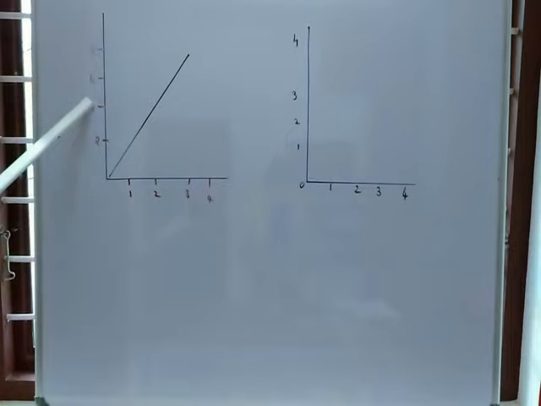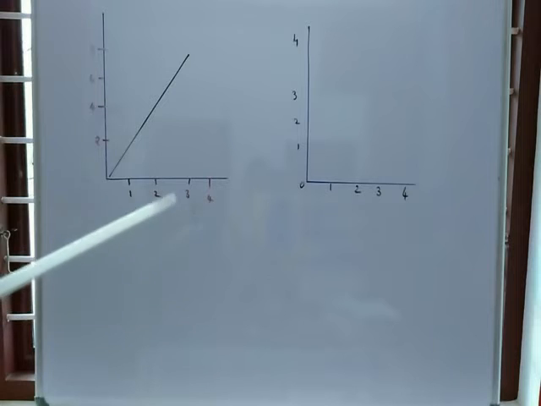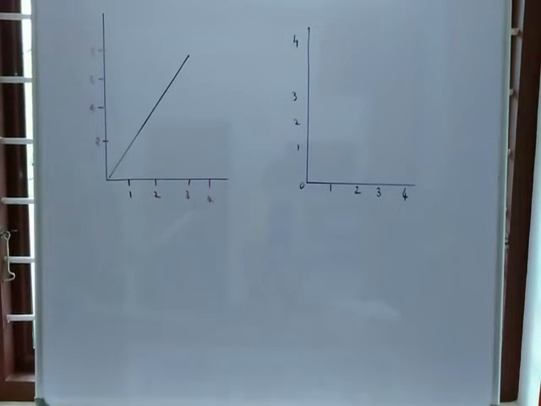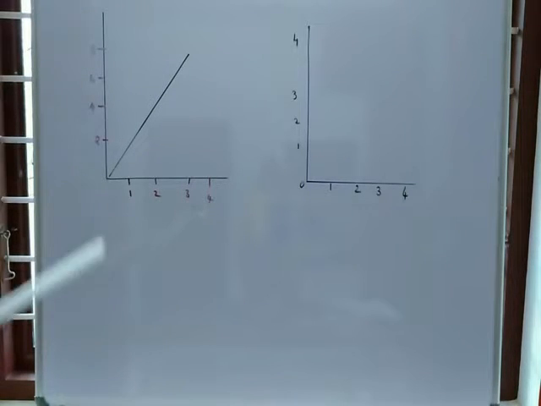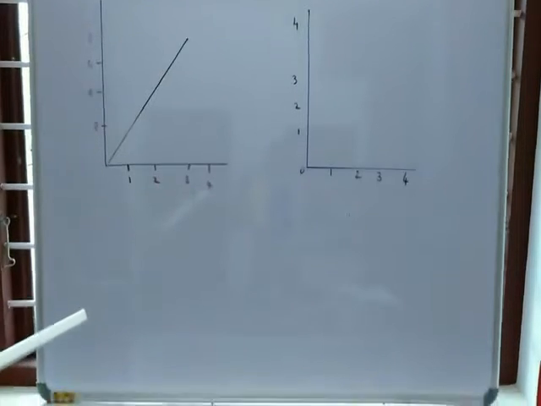So velocity is displacement by time, 4 by 2. Again you will get 2. Then at 3 seconds, 6 by 3. Again you will get 2. So first we have to calculate the velocity at each instant: at the first instant, second instant and third instant.